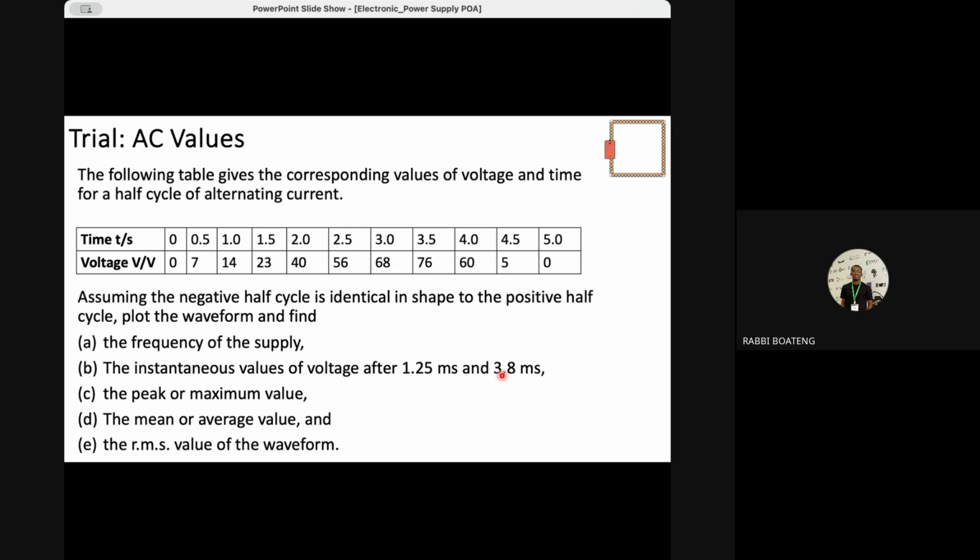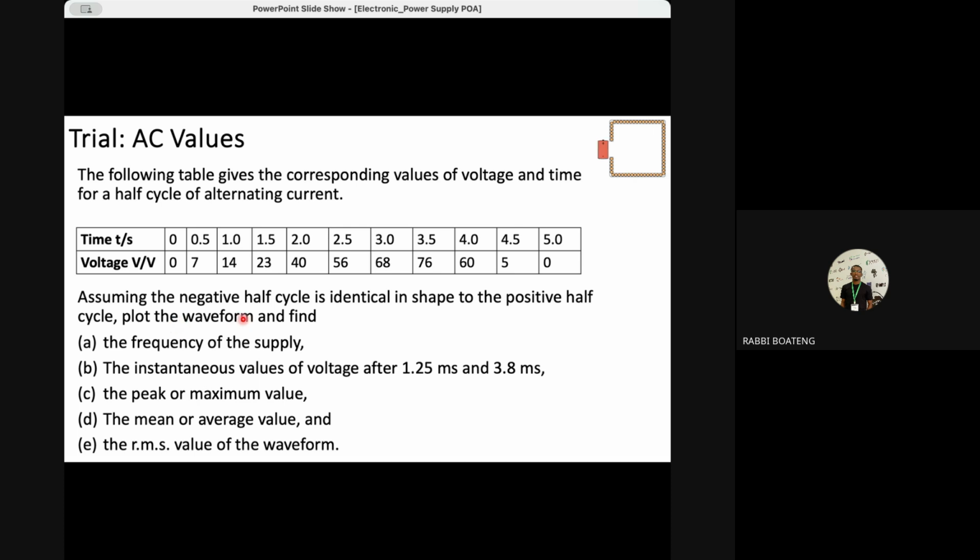So the question is, the following table gives us the corresponding values of voltage and time for a half cycle of alternating current. So this is the chart, and this is just a half cycle. So when the time was 0, the voltage was 0. When the time was 0.2, sorry, the time here is not seconds, it's milliseconds. Is that okay? When it was 0.5, we were having 7 volts. When it was 1, we were having 14 volts. When it was 1.5, 23 volts. Up to the end here, we get a half cycle.